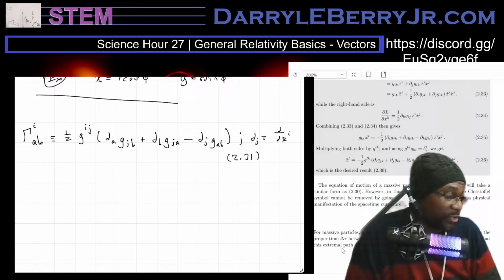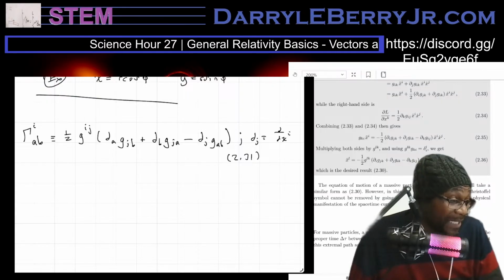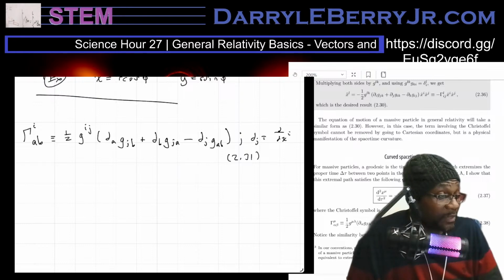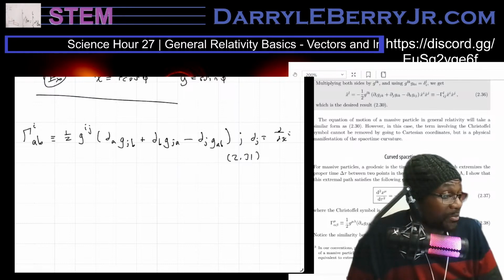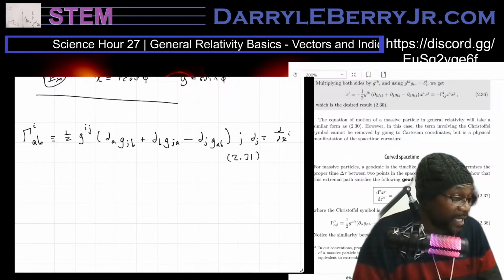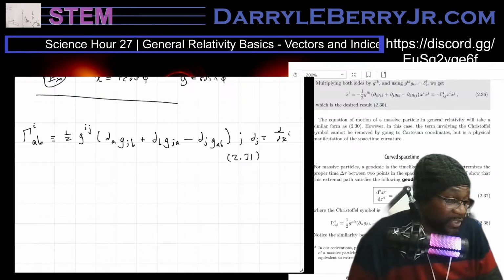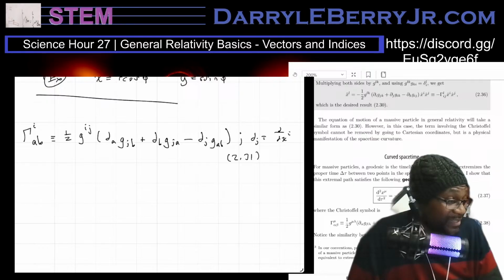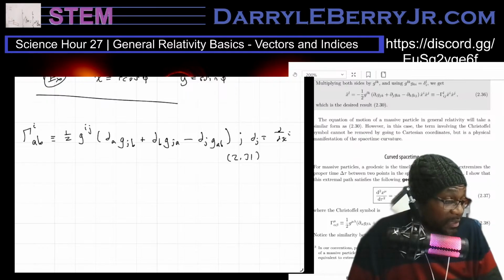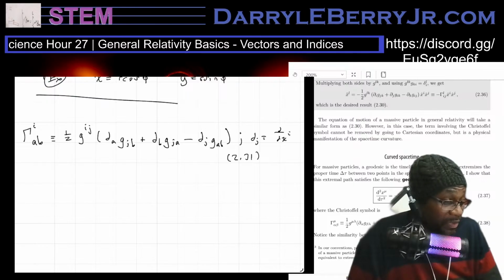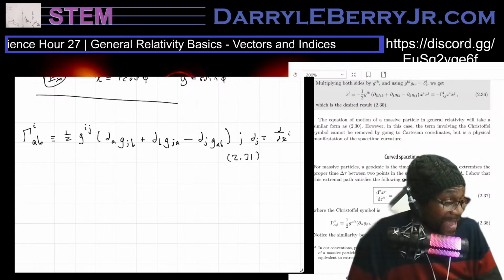For massive particles, a geodesic is the time-like curve x^μ of proper time, which extremizes the proper time change in t between two points in the space-time. In our conventions, proper time is defined by the relation c² dτ² equals negative ds². A relativistic action of a massive particle is S equals negative mc² integral dτ. So extremizing the proper time between two events is equivalent to extremizing the action.